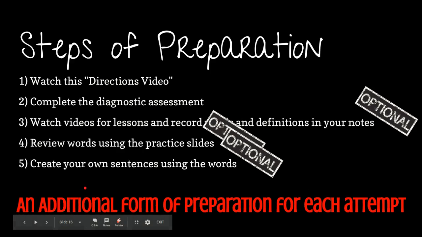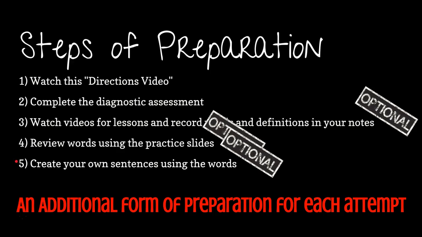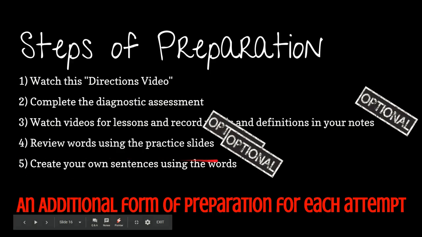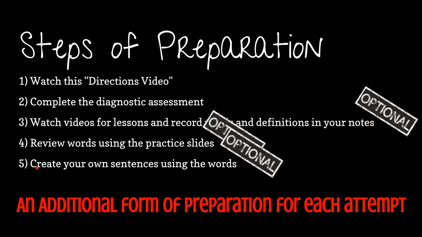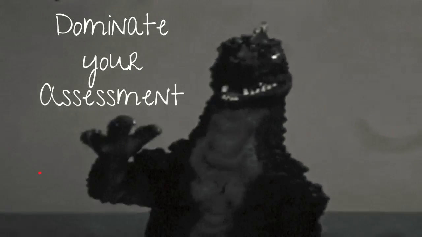Now, if you do not pass the assessment upon your first try, please know that an additional form of preparation for each attempt will be necessary. So perhaps for your first attempt, you just review the words using the practice slides, because you think, well, that's all I need to do. But you do not pass the assessment upon the first try. Well, the next thing you might need to do is watch the videos for the lessons and record notes on those words. And then you can take the assessment again by showing that preparation. Now, if you still don't pass the assessment after that, you'll need to move on to the third form of preparation, which is to create your own sentences. Hopefully, after completing each form of preparation, you'll be ready to dominate your assessment.